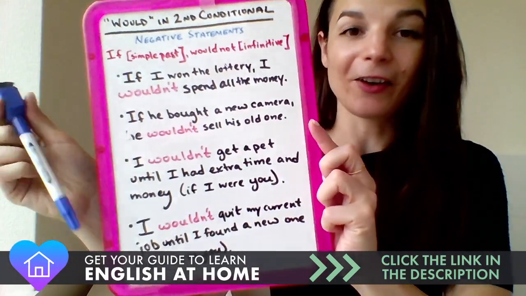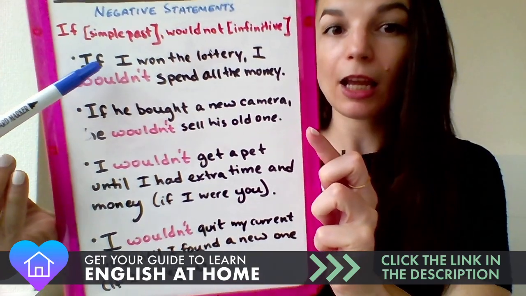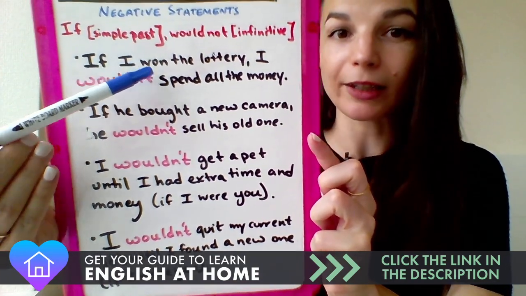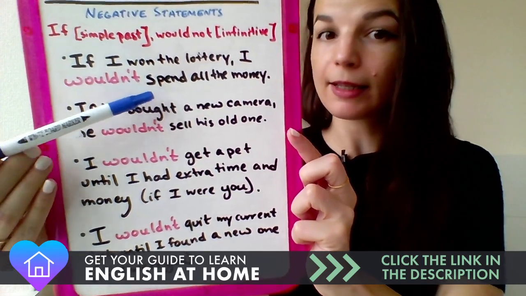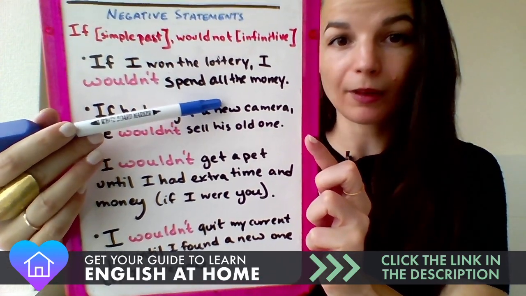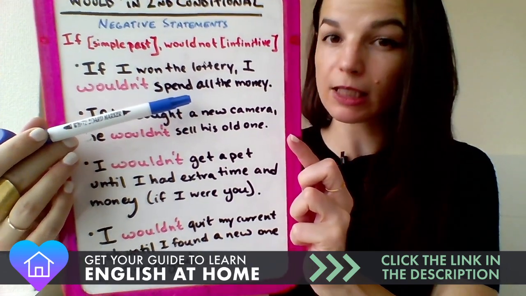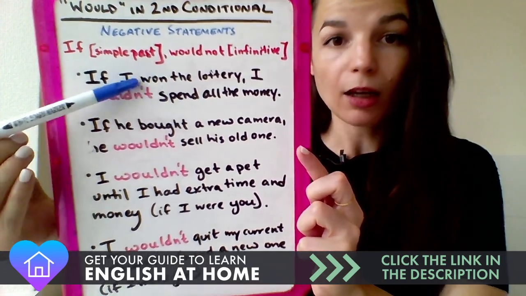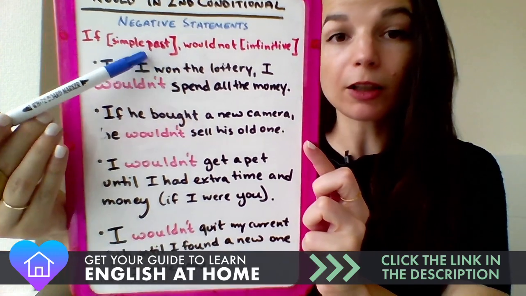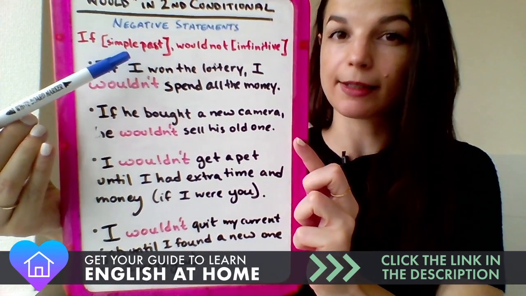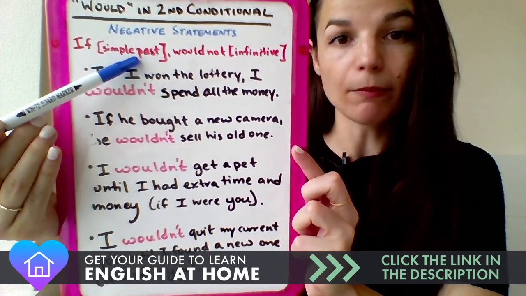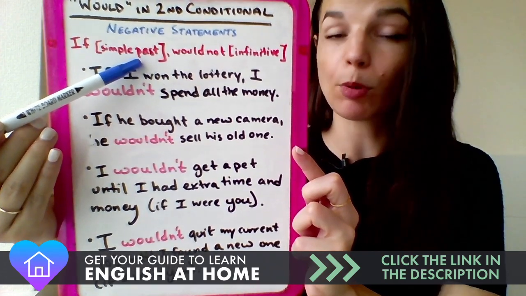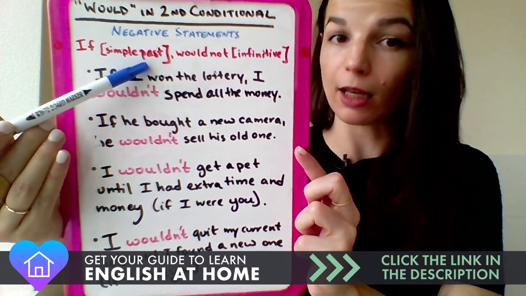Okay, so first one, if I won the lottery, I wouldn't spend all the money. If I won the lottery, I wouldn't spend all the money. So again, my if clause follows the same pattern we practiced in part 1, yeah? Won is the simple past verb of win. The simple past tense form of to win is won.